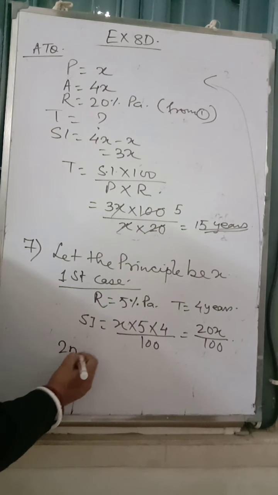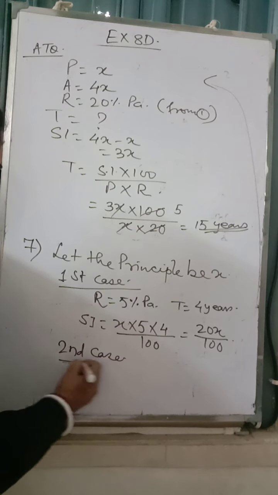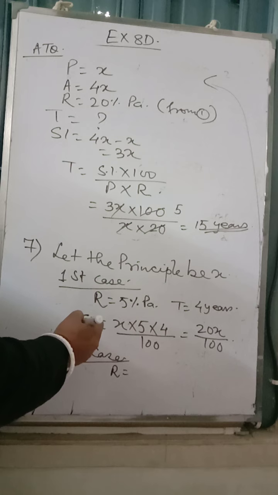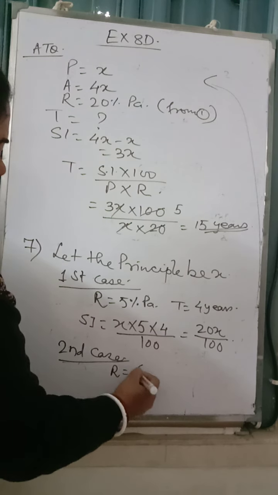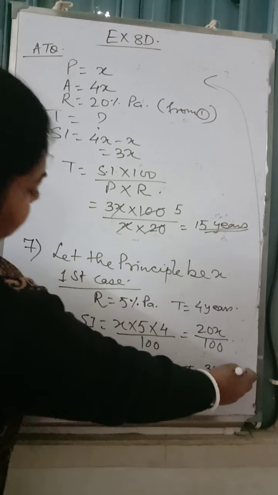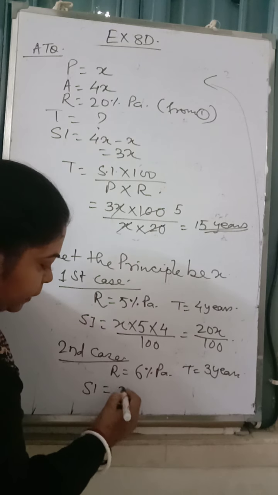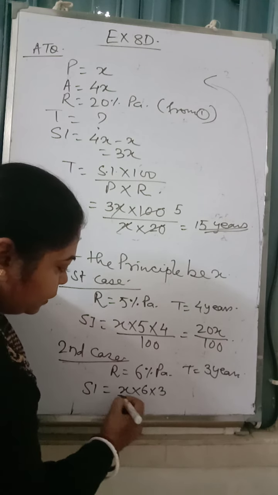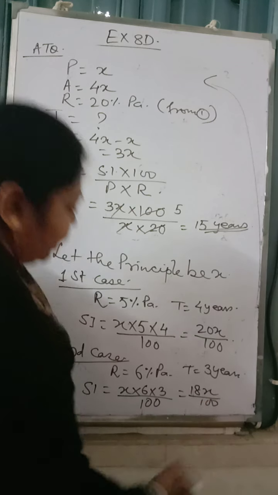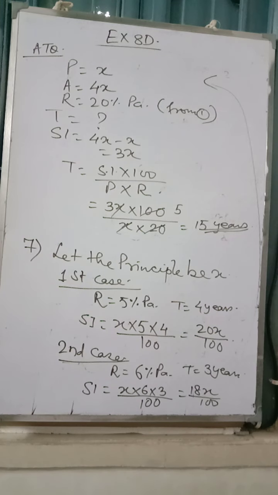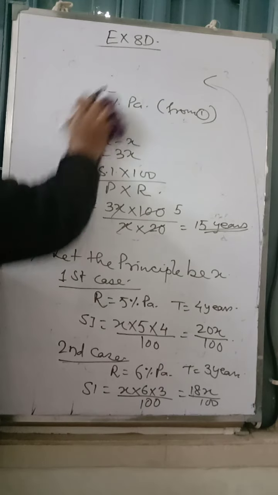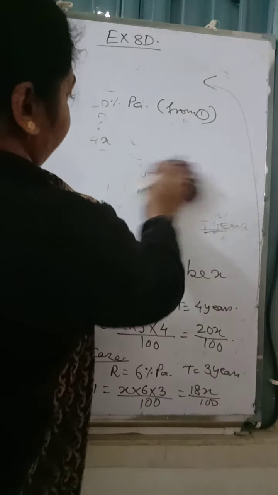Second case, the principal is the same in both cases, only the rate and time are different. R is 6% per annum and time is 3 years. So SI will be PRT by 100, or 18x by 100. In both cases we have got the SI. Then it says in the first case he receives 300 rupees more than the second case. So first SI minus second SI is equal to 300, I can write.